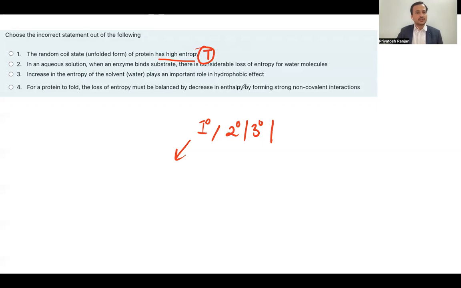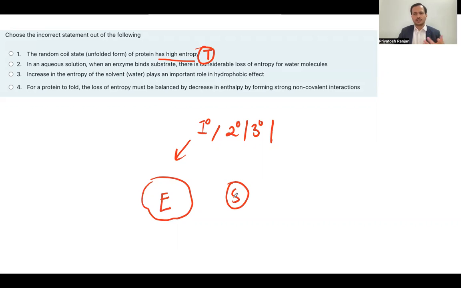In an aqueous solution, when an enzyme binds substrate, there is considerable loss of entropy for water molecules. Seems false because when there is an enzyme and then you have something called, so let me draw the structure of some substrate.